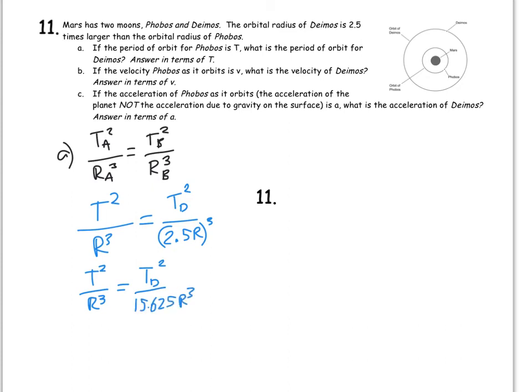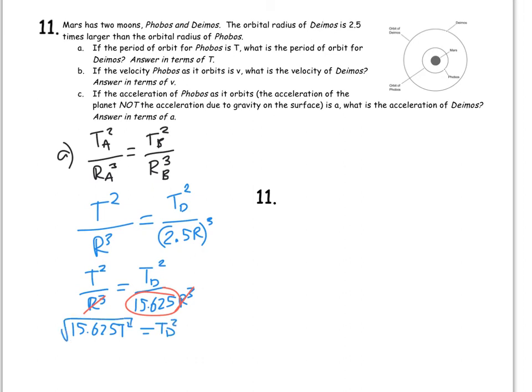15.625 r cubed. I have an r cubed on the bottom on both sides, so that will cancel out. And then I'm going to multiply by this 15.625, and so I get 15.625 t squared equals td squared.